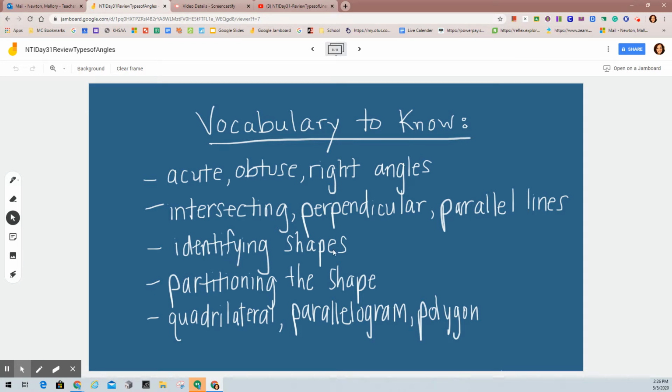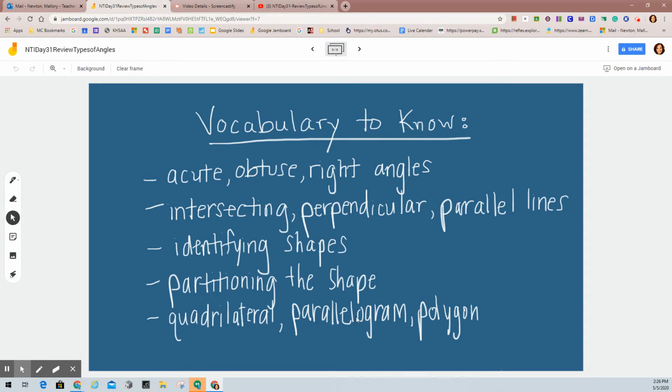You're going to have to be able to identify different 2D shapes. You guys were awesome at that as well. You have to look at partitioning the shape, which means just put it in equal parts and identifying the whole. And you're going to have to be able to identify quadrilaterals. It's any shape whatsoever that has 4 sides.